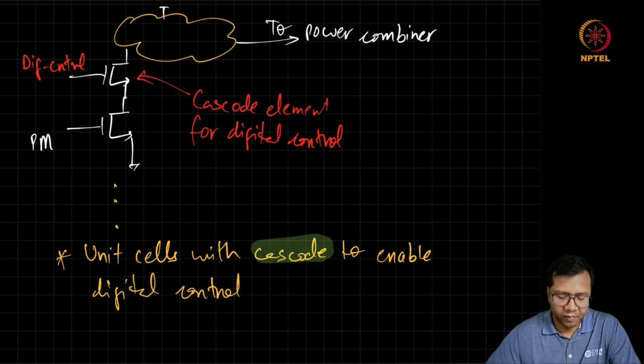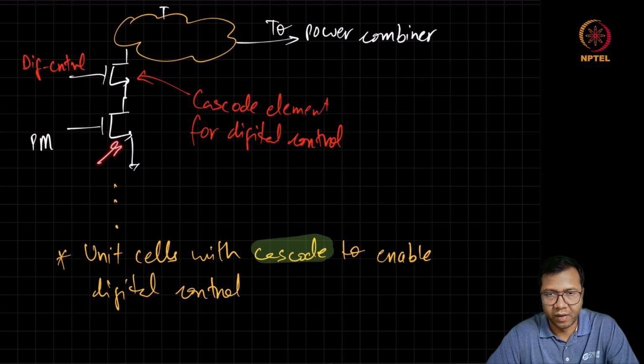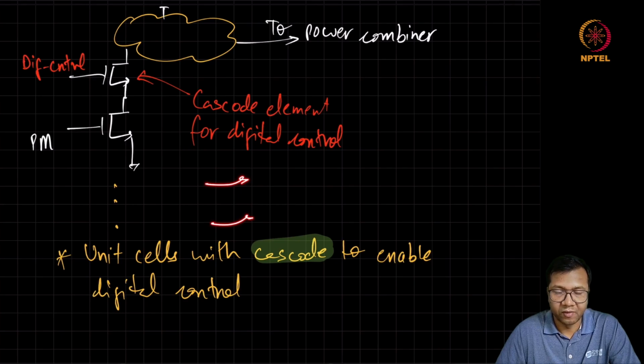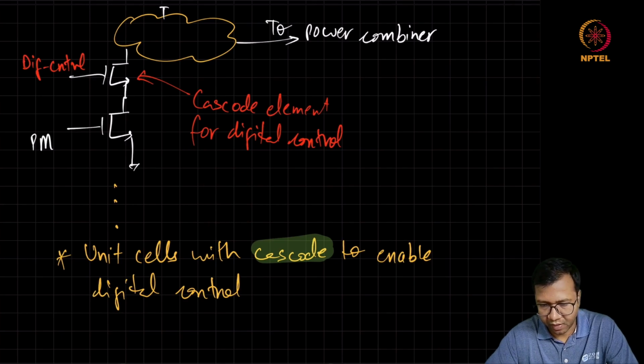For a simple case where, let's say, this MOSFET is operating in class C and this cascode element is used to just turn on or off a specific unit cell, then what we can do is we can just combine all the outputs of the various unit cells in the current domain. Then we can feed it to the load. So this current domain addition is possible for some of the power amplifier classes. So there is a lot of literature which talks about this power combiner at the output of the PA.